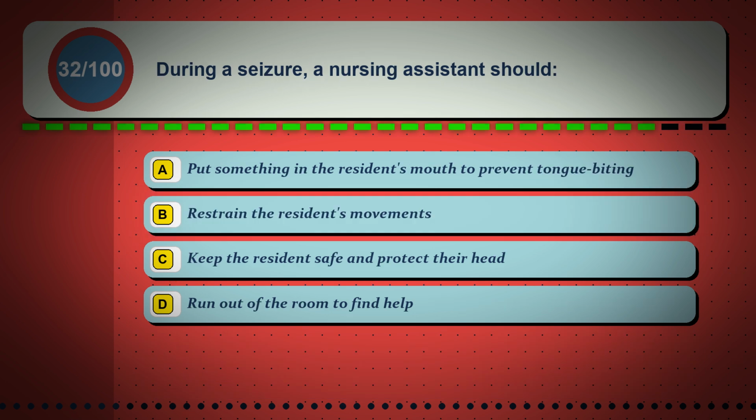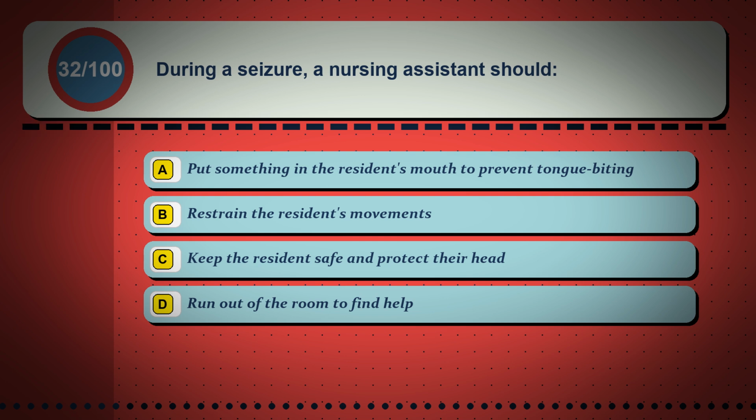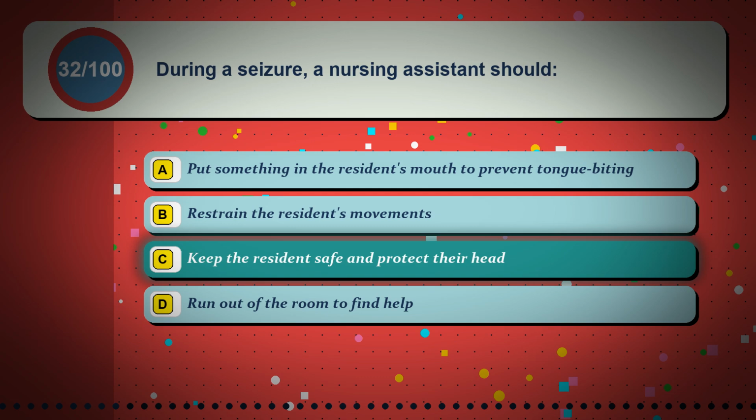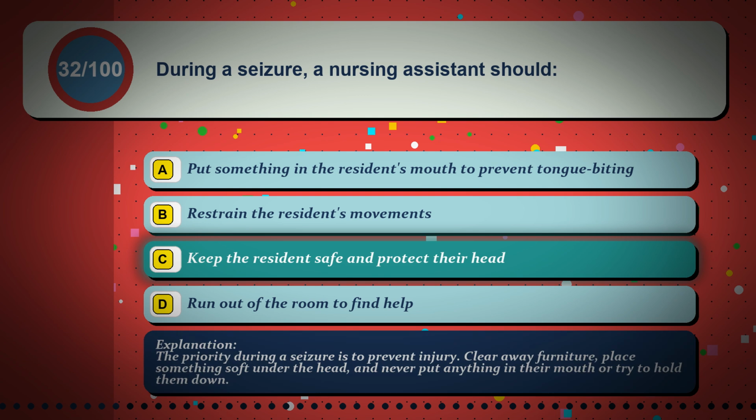Question 32. During a seizure, a nursing assistant should: Option A, put something in the resident's mouth to prevent tongue biting. Option B, restrain the resident's movements. Option C, keep the resident safe and protect their head. Option D, run out of the room to find help. The correct answer is option C, keep the resident safe and protect their head. The priority during a seizure is to prevent injury. Clear away furniture, place something soft under the head, and never put anything in their mouth or try to hold them down.